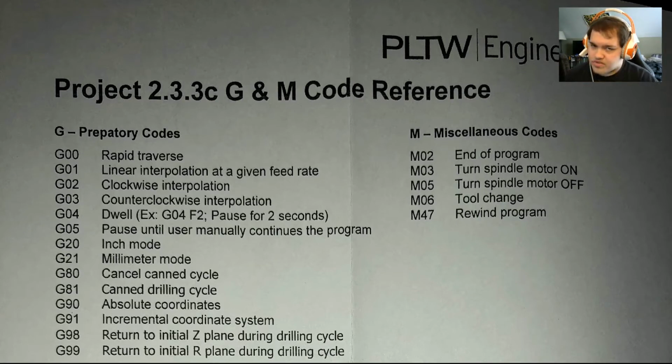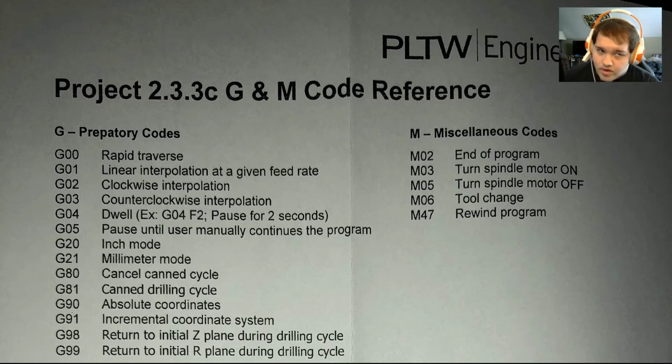Then you have G02 and G03, which are the same things basically except for the direction. They are if you're going to be cutting a circle and you need to know if it's going to be going clockwise, which is G02, or counterclockwise, which is G03.